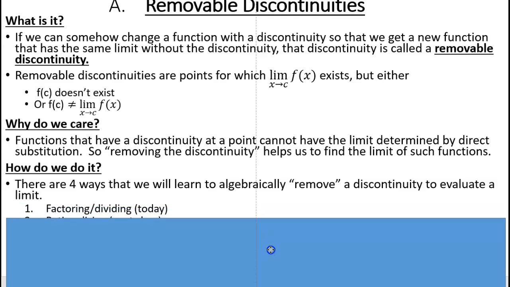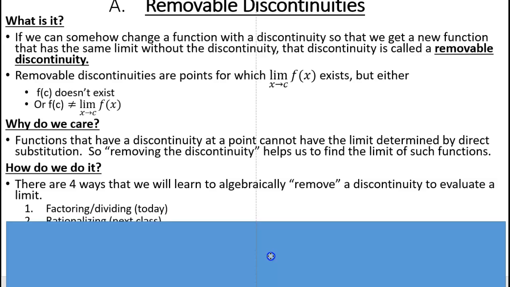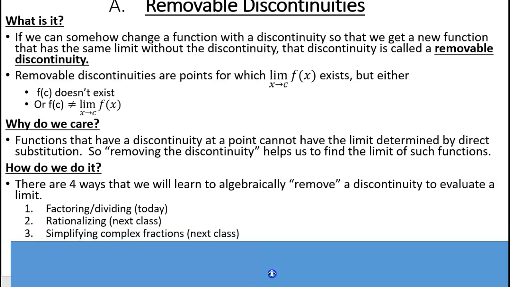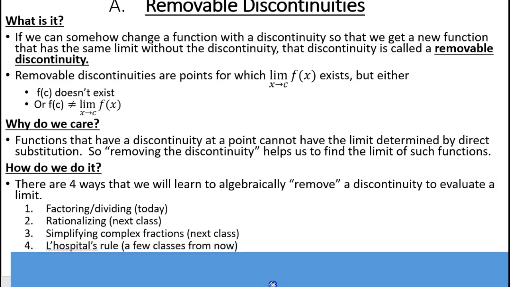So one way is by factoring and dividing. That's the one we're talking about today. The next one is rationalizing, and another one after that is simplifying complex fractions. Both of those will be next class. And then this one here is the most awesome one of all. It's called L'Hopital's rule, and we'll learn that in a few classes from now.